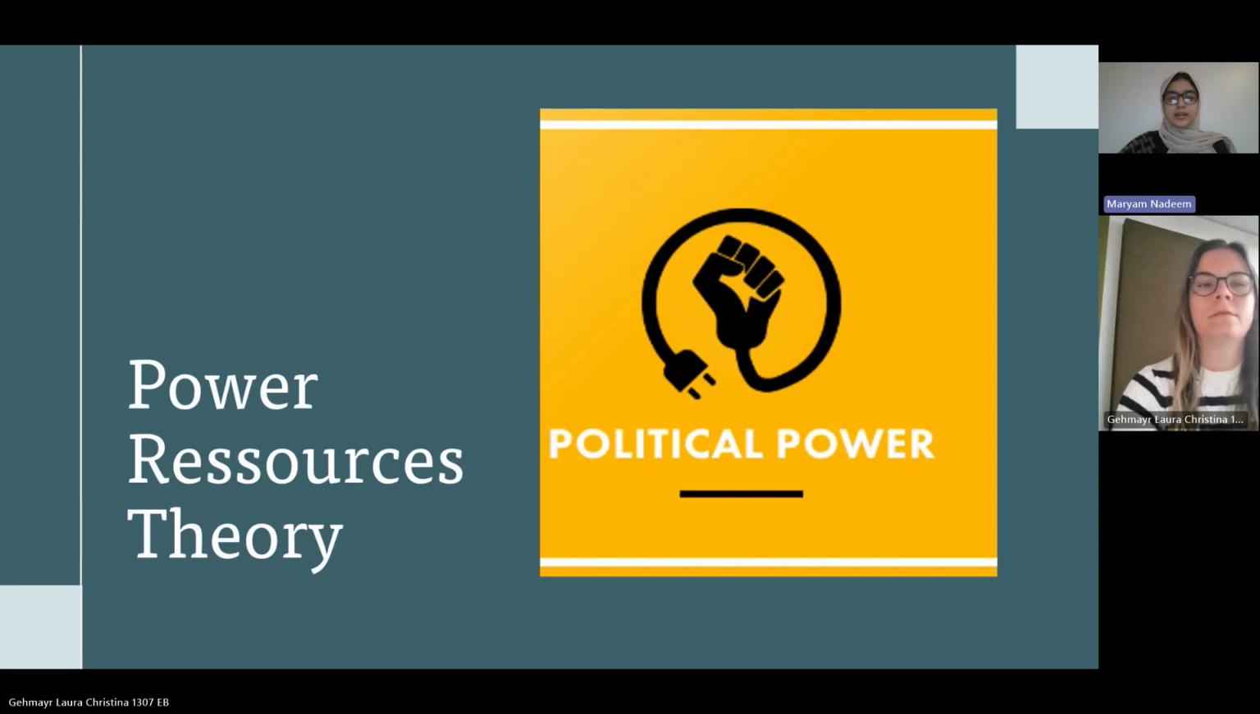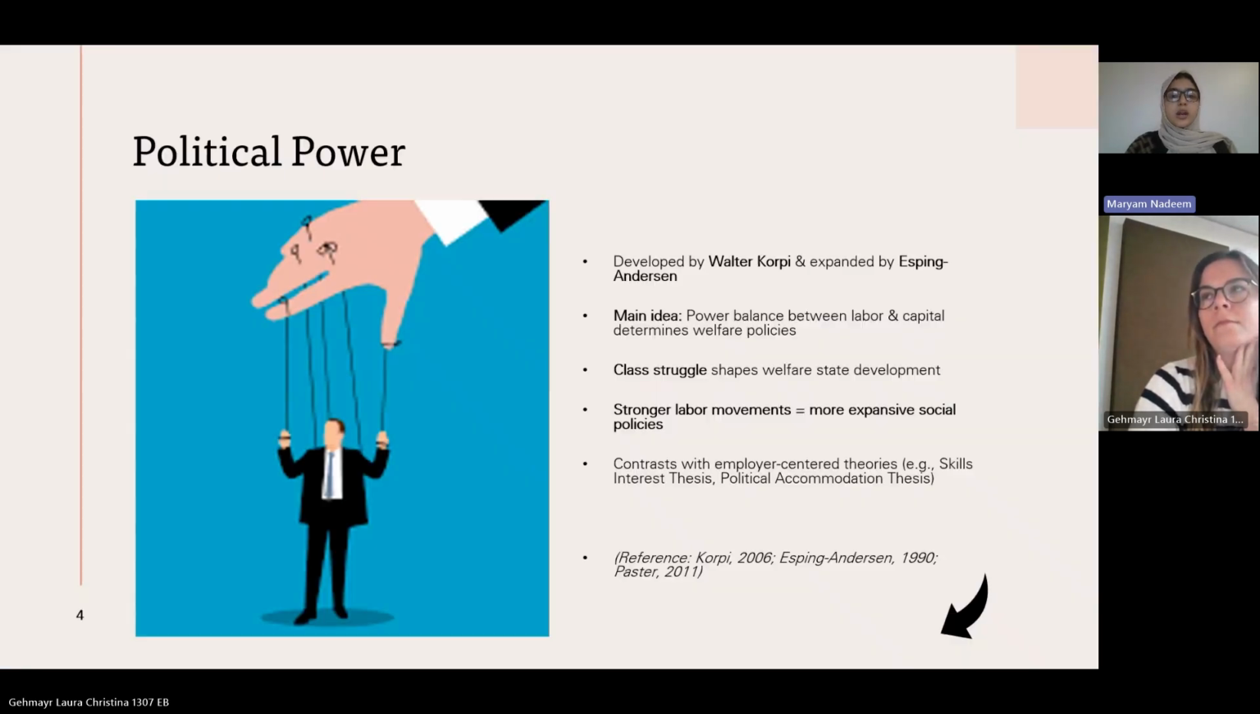So let's get started. In simple words, power resource theory is about class struggle, that is how workers and employers push for policies that benefit them. Korpi in 2006 and Esping-Andersen both argue that if workers have more power, like a strong trade union or a labor-friendly government, social policies will become more generous. But if employers and businesses have more influence, policies will lean towards free markets and less welfare.